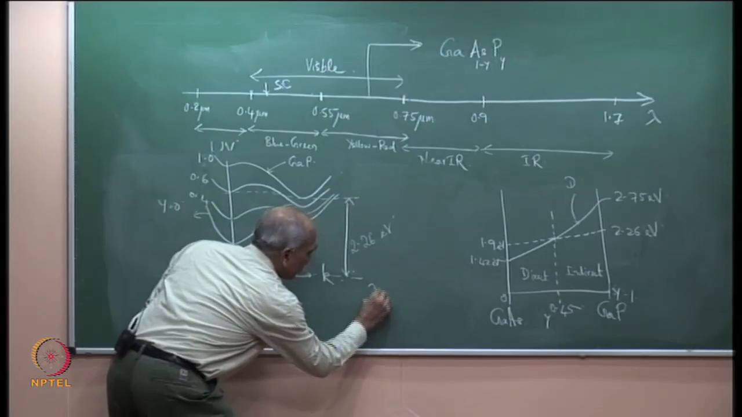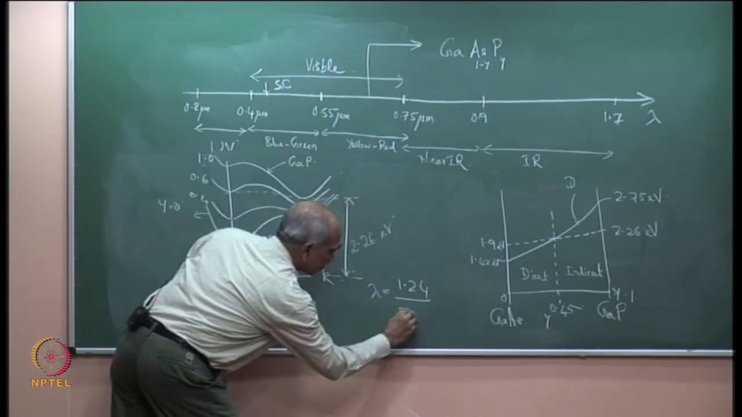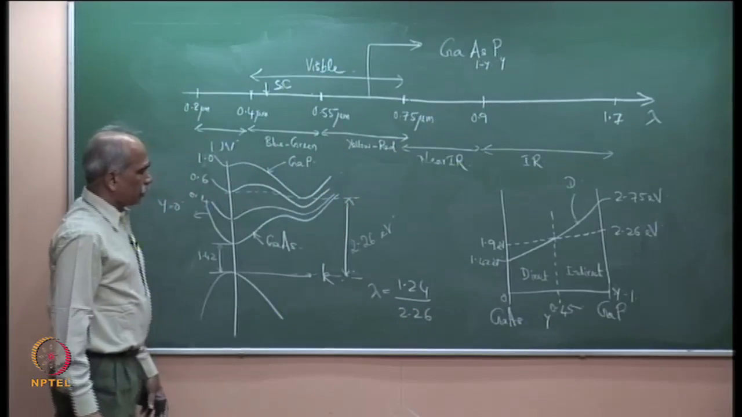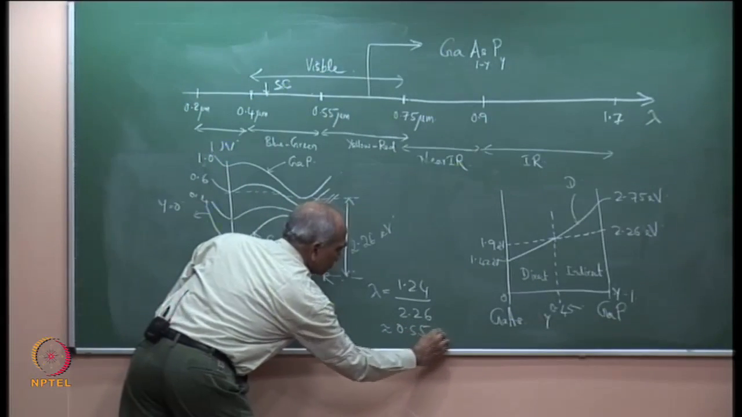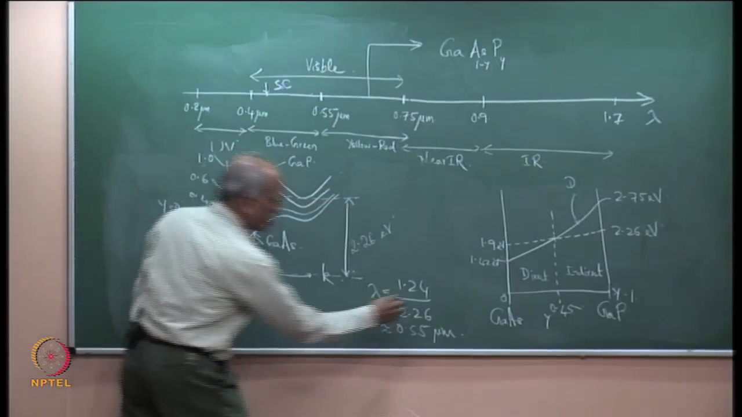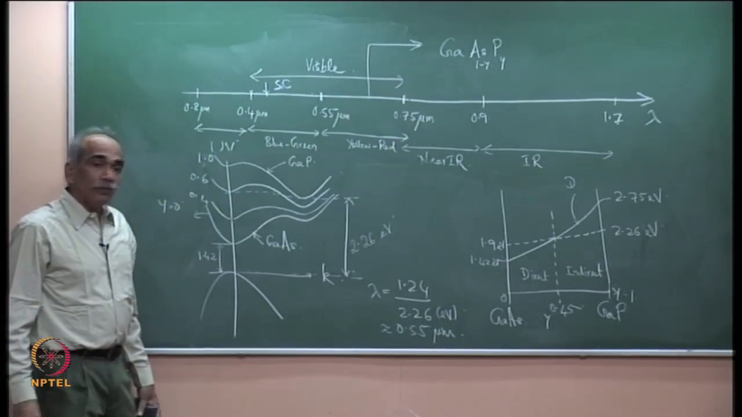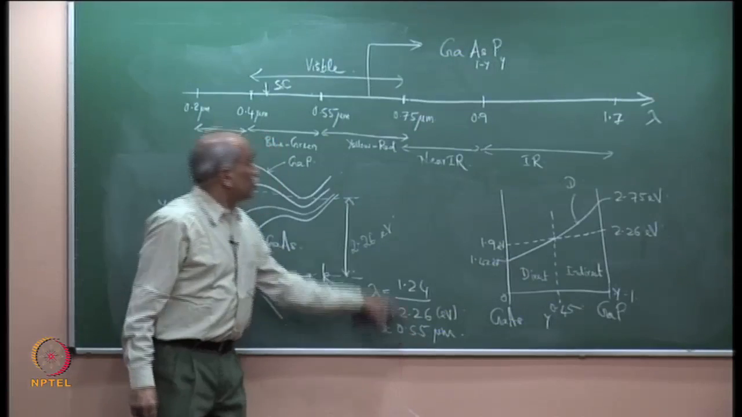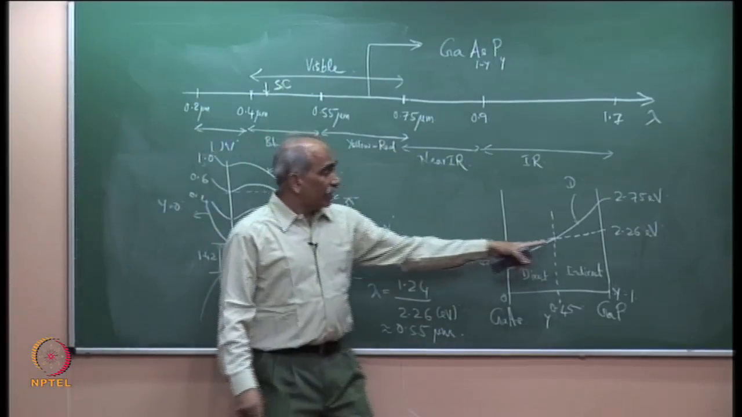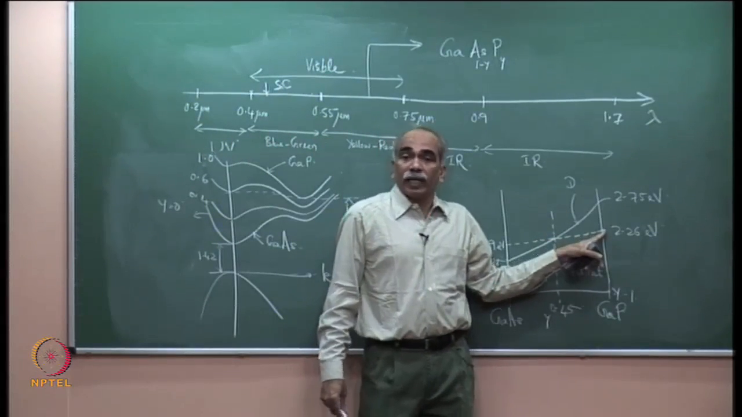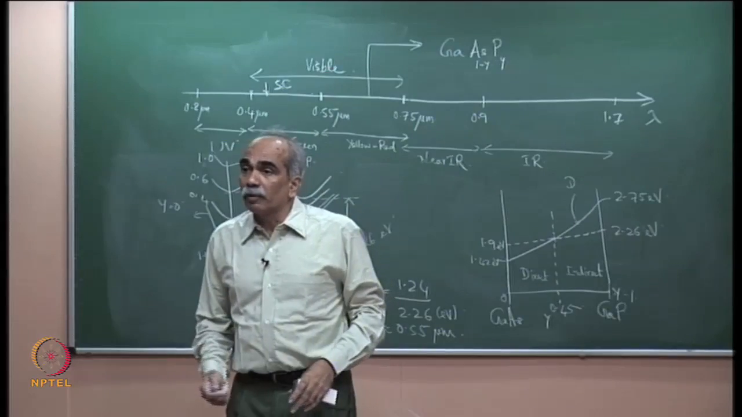So, in this whole range, if you substitute, for example for gallium phosphide, lambda equal to 1.24 divided by 2.26, how much will this be? Approximately 0.55. This is lambda in micrometer, this is in eV. So, if you make a gallium phosphide LED, it should give about 0.55 micrometer, which is the yellow-green region. But remember that gallium phosphide is an indirect band gap material, and we know that in an indirect band gap, the internal quantum efficiency is very small.